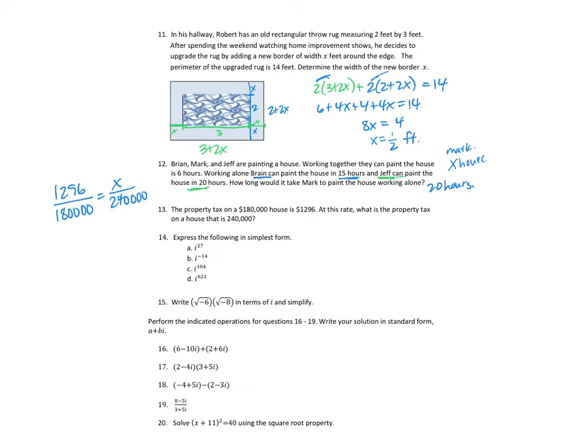So I'm going to multiply both sides by 240,000 and multiply both sides by 180,000. When I do that, I'm going to get 1,296 times 240,000, which gives you something huge, equals x times 180,000. And so I can divide by 180,000. And I get x is equal to $1,728.